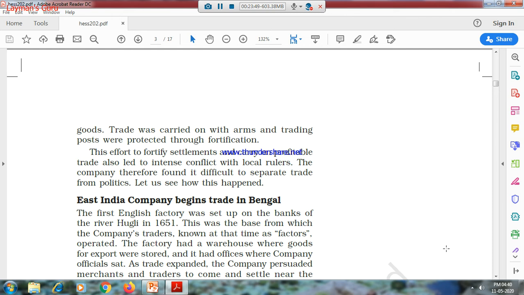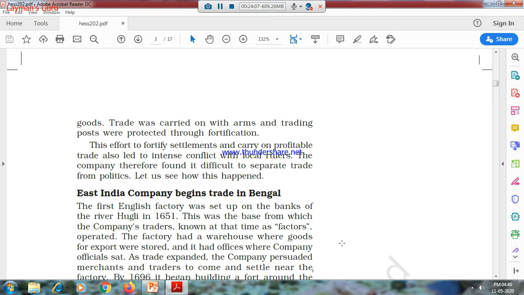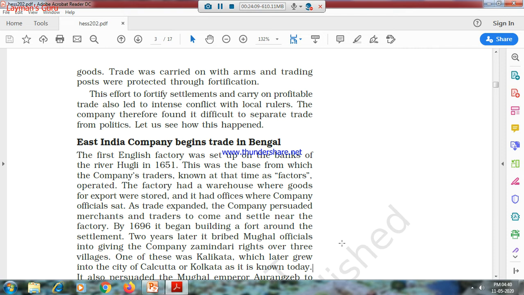East India Company begins trade in Bengal. The first English factory was set up on the banks of the River Hooghly in 1651. This was the base from which the company's traders, known at the time as factors, operated.